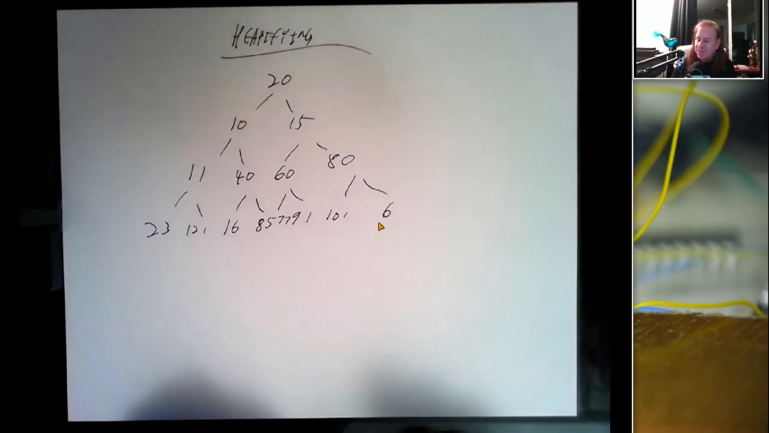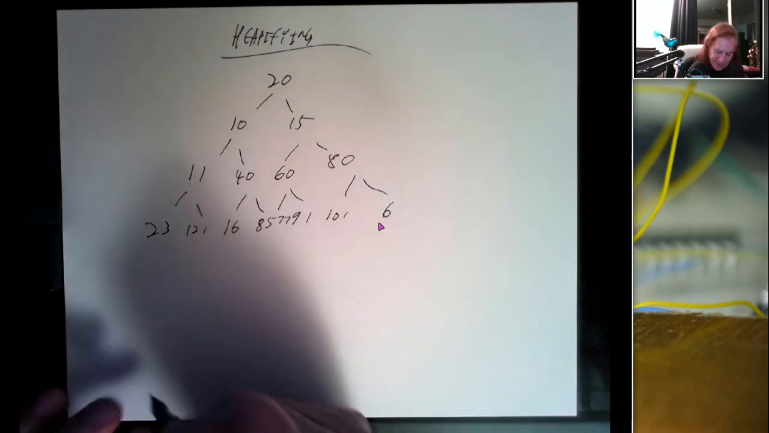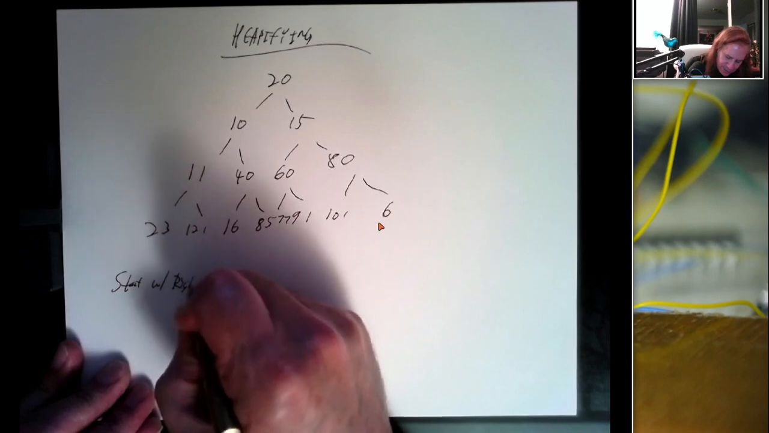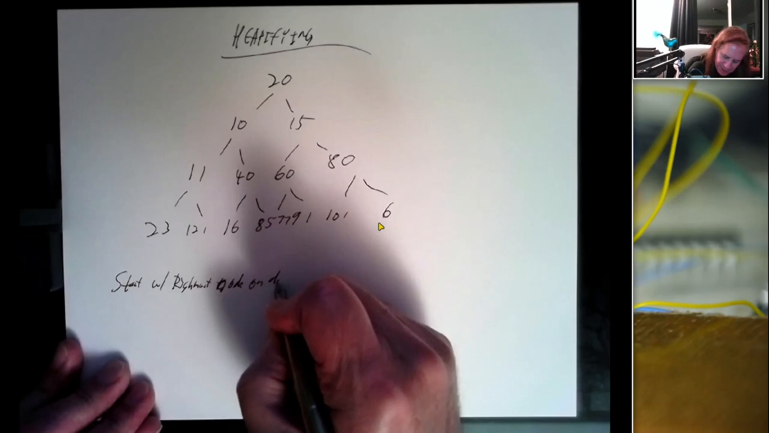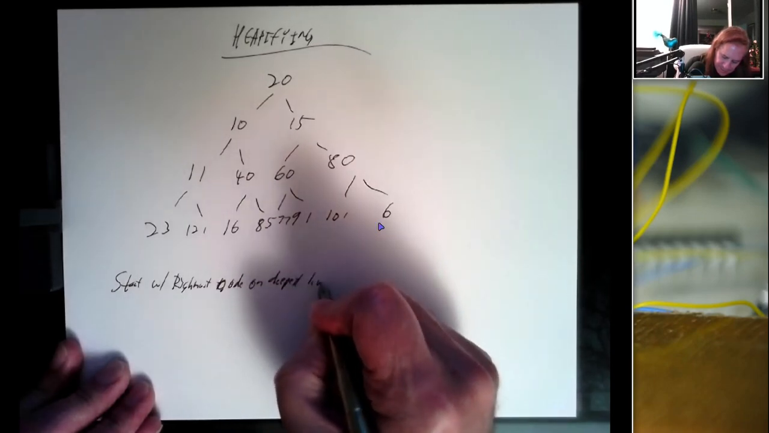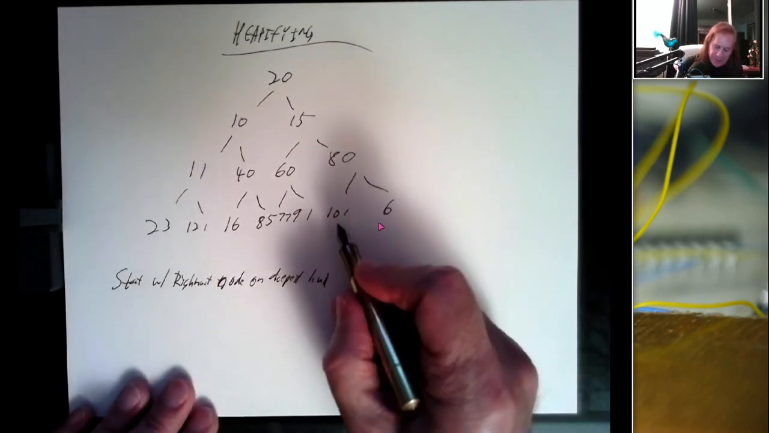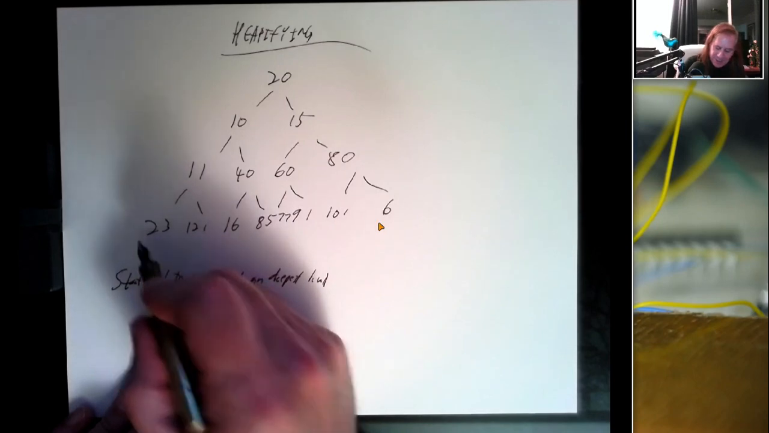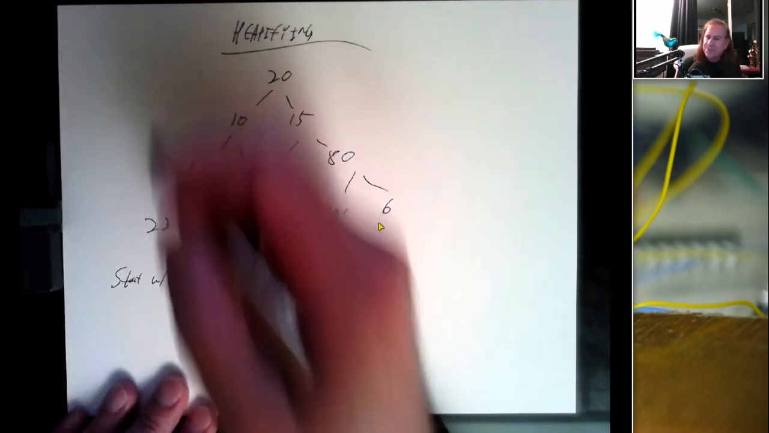So what we do is we make an adjustment. We do what's called heapifying. And heapifying works as follows. Start with the rightmost node on the deepest level. So we're going to start with this 6, and we're going to make an adjustment, and then we're going to go to the 101, make an adjustment, and move our way over here to the 23, and then when we're done, we're going to come up one more level and make an adjustment here, and so on, until we're up to the root.